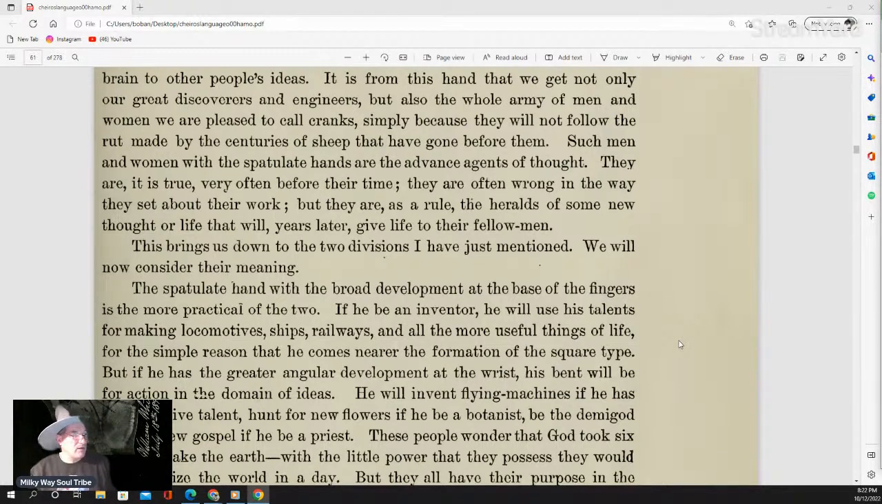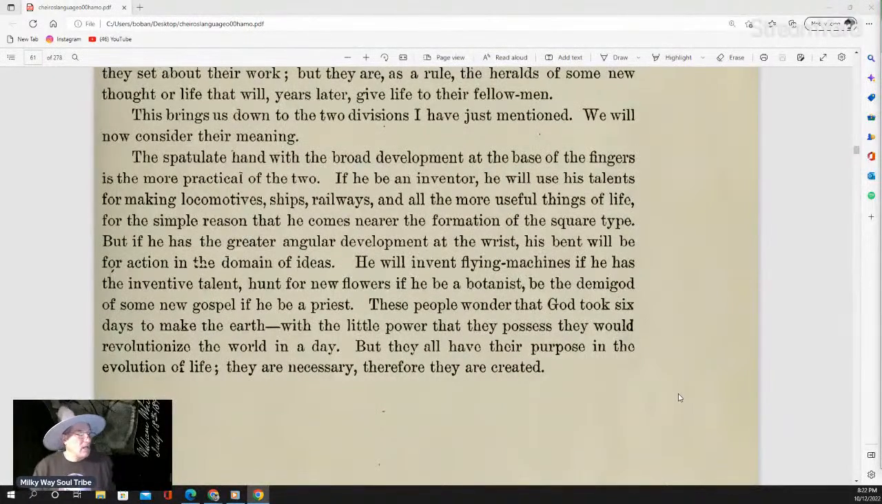But if he has the greater angular development at his wrist, his bent will be for action in the domain of ideas. He will invent flying machines. If he has the inventive talent, he will hunt for new flowers if he is a botanist, or be the demigod of some new gospel if he is a priest. These people wonder that God took six days to make the earth. With the little power that they possess, they would revolutionize the world in a day. But they all have their purpose in the evolution of life. They are necessary, therefore they are created.